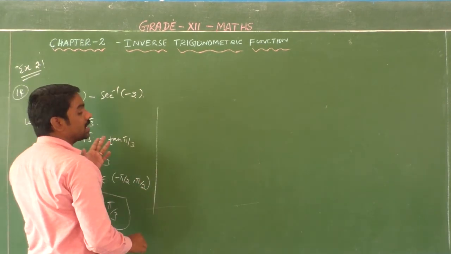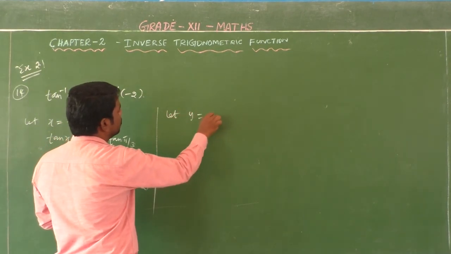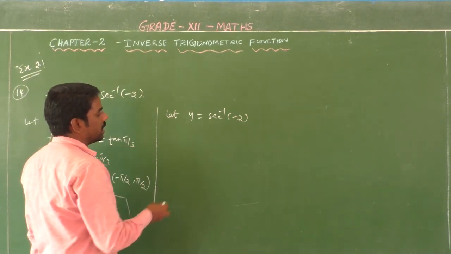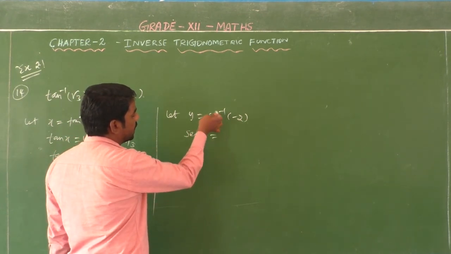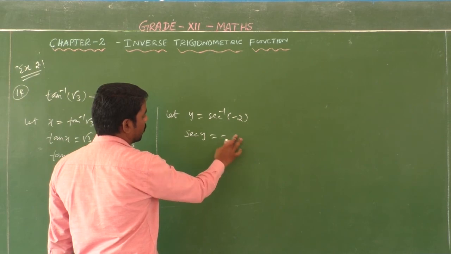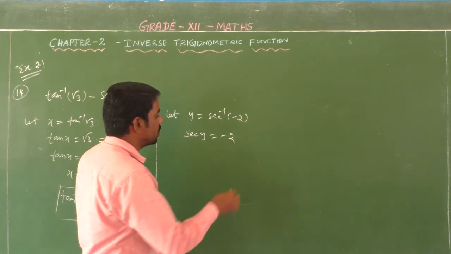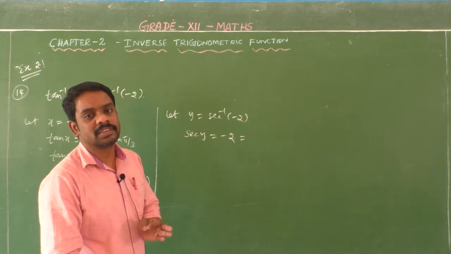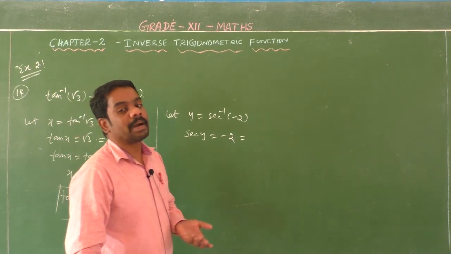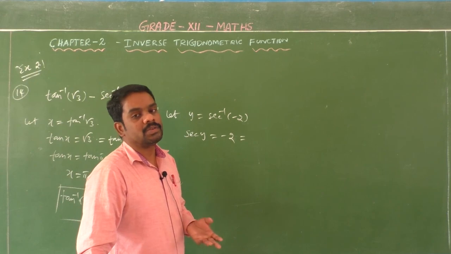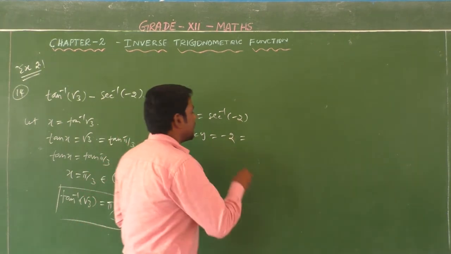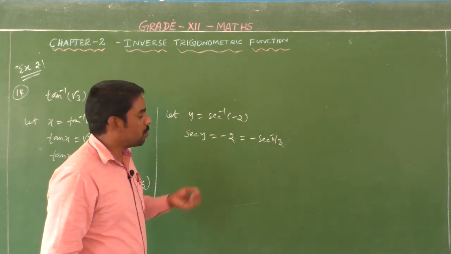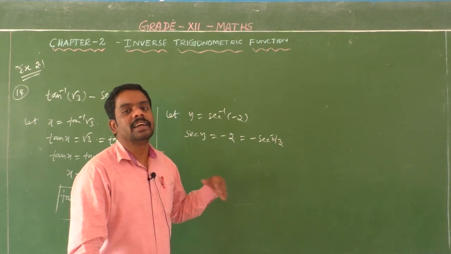And the second one, secant inverse of minus 2. Let us consider y equal to secant inverse of minus 2. So secant y is equal to minus 2. You know that 2 is equal to secant pi by 3. Cos pi by 3 value is 1 by 2 and secant pi by 3 value is 2. So here minus 2 is also equal to minus secant pi by 3.